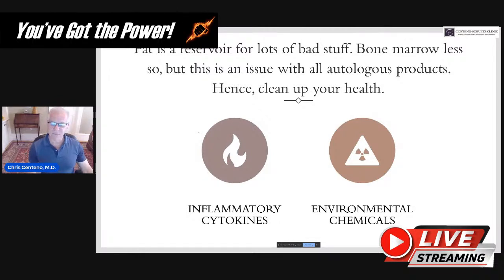In addition, fat's a reservoir for environmental chemicals that are organically based. So bottom line is, before you do any of this stuff, clean up your health as much as you are able.